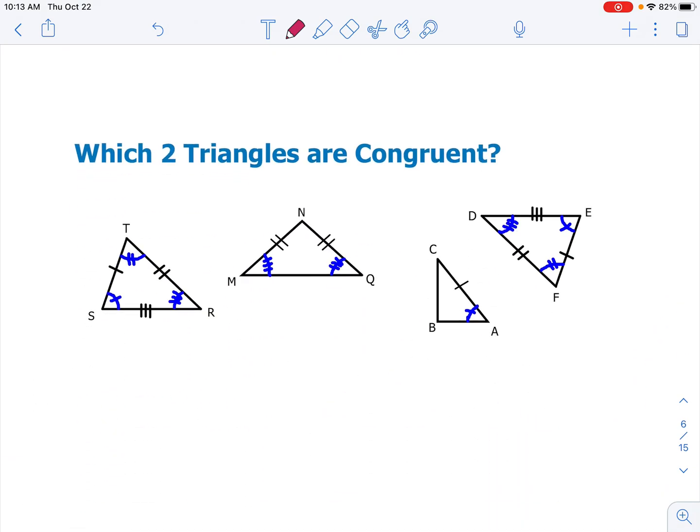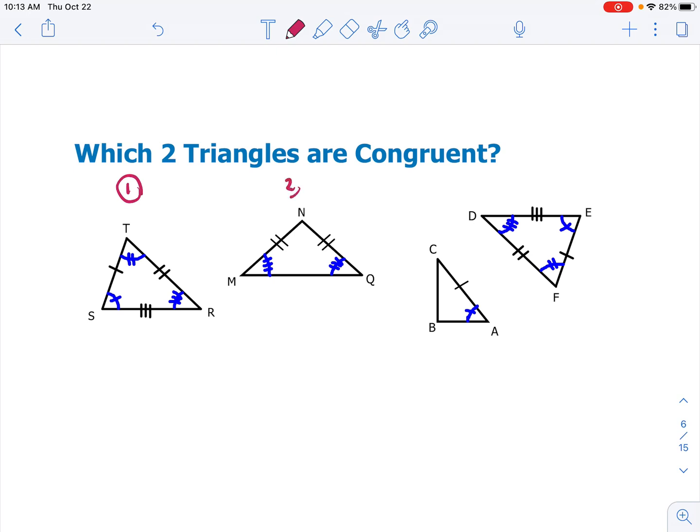So now, given this diagram, we have 4 triangles here, and I want us to determine which 2 triangles are congruent. And now we have to pay attention. We have to pay close attention to the tick marks on the diagrams. So I want everyone to look at this for a moment on their own, and I want you to see which 2 triangles have the same or similar tick marks.